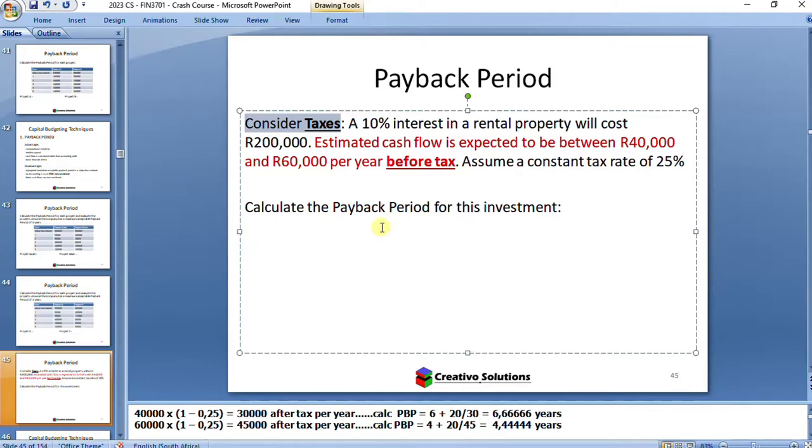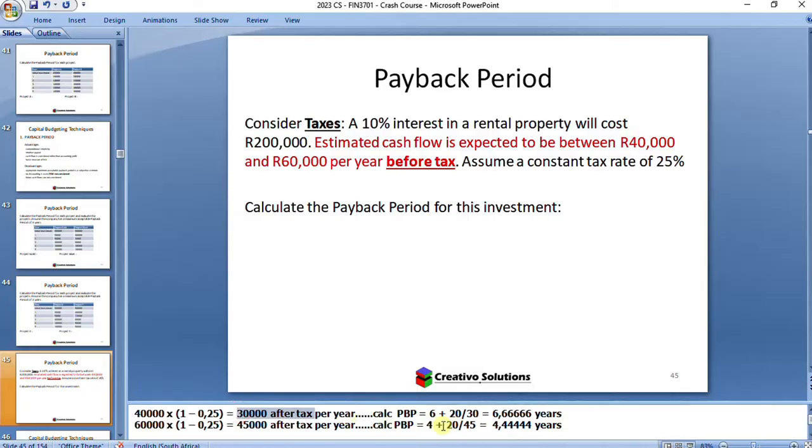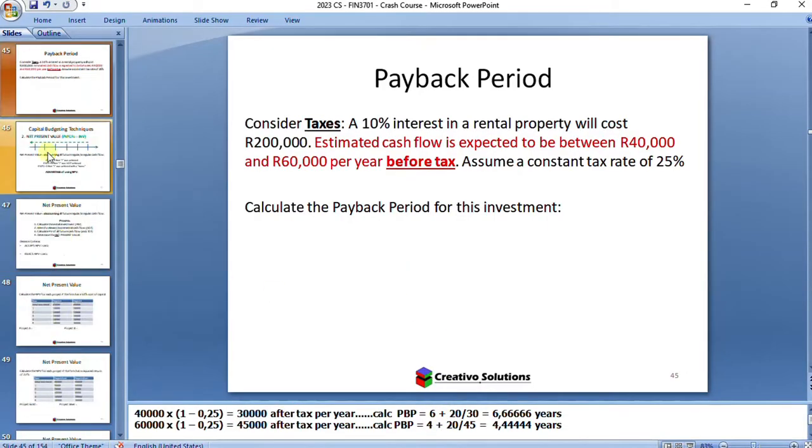When looking at practical questions, irrespective of the type of question, you always need to consider taxes, even if it's payback period, because if I'm going to be generating a certain amount of income, there's obviously a tax consequence as well. If the estimated cash flow is before tax, I need to look at after tax in order to work out the payback period. All right, let's get to net present value, the next one.